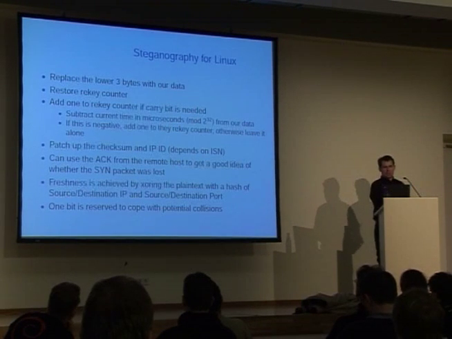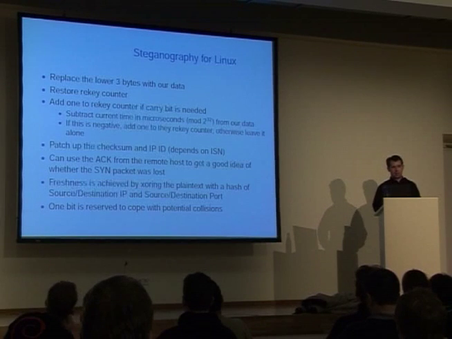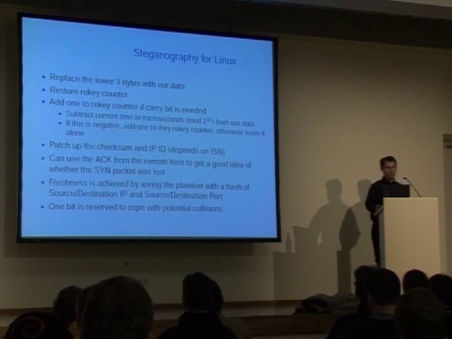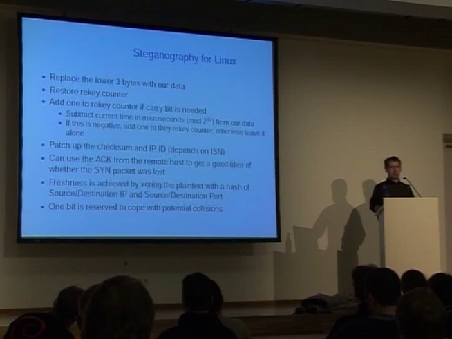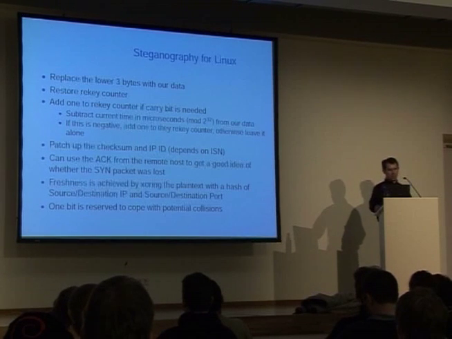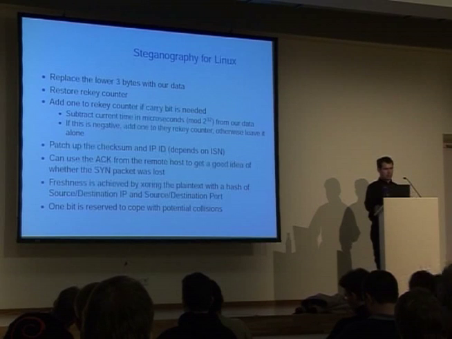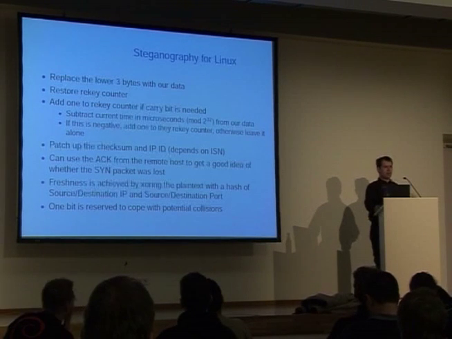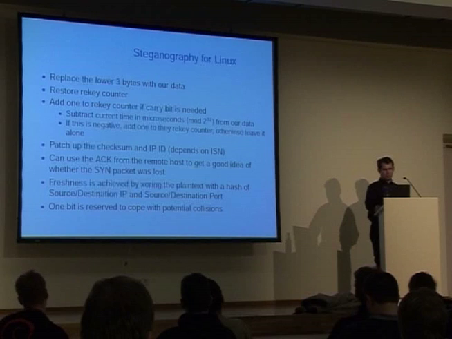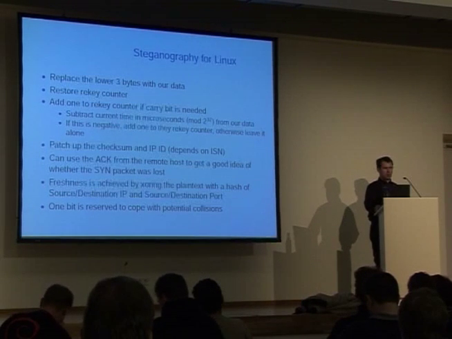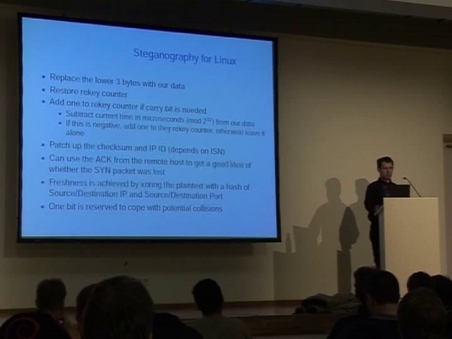In order to do good steganography for Linux, you have to emulate as closely as possible the way real initial sequence numbers are generated. The difference is you want to be able to get the information back out, whereas Linux is designed for the exact opposite. The way I propose to do this is you take the lower 3 bytes of the initial sequence number and replace that with your data. If you remember, that comes from MD4, so is hopefully unpredictable. You can't do anything about the top byte. That's where the rekey counter has to be, so you put that there.